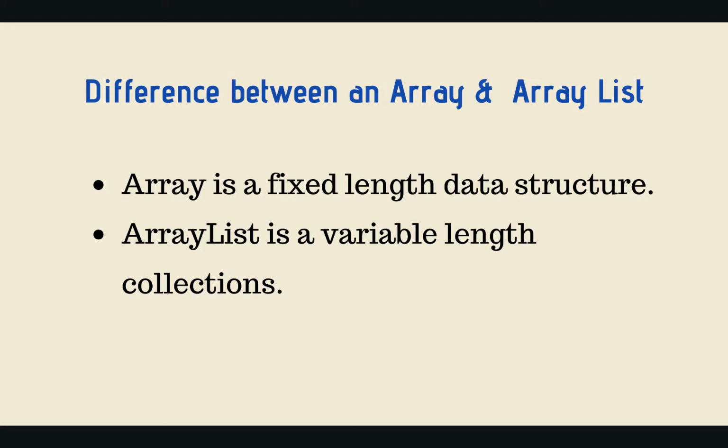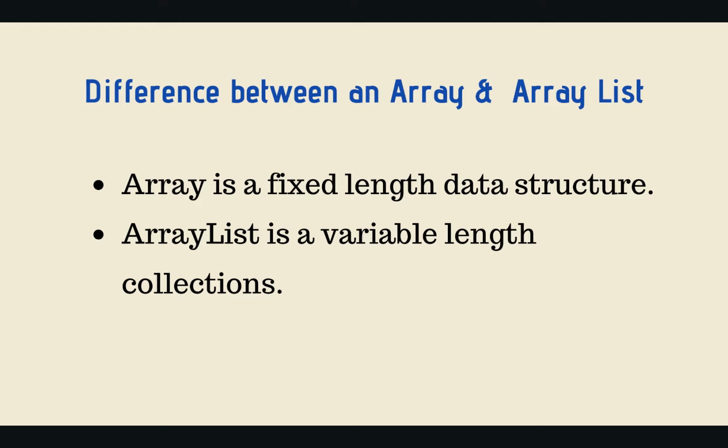Array is a fixed length data structure. We have seen in the previous video how to define an array and how to initialize an array. We have to give the length of the array during the time of definition. Unlike array, array list is dynamic. So you don't have to mention the size of the array list at the time of the definition.